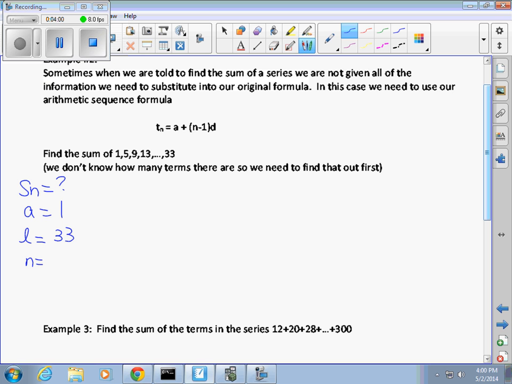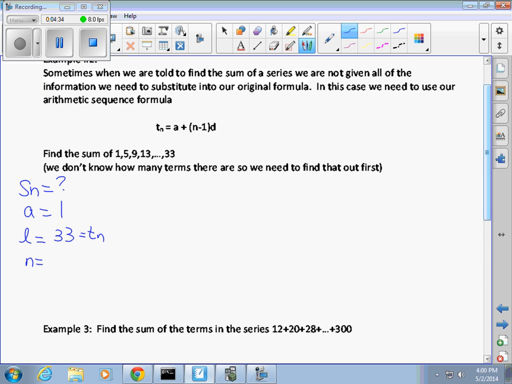Now this one, because of the numbers that we have, we could count using our common difference to fill in the blanks and then find your term. But that's okay when it's a small sequence like this. But when you have large sequences, that takes too long. So what you do then is you need to find out the number of terms we have. So remember, this L is the same as Tn.